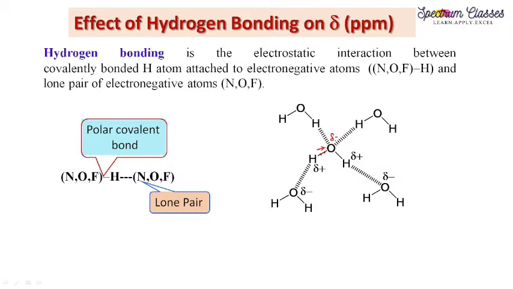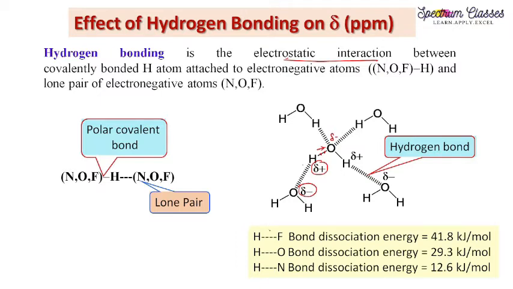Because of these partial negative and positive charges, there is an electrostatic interaction between the partially positive and partially negatively charged atoms. This is called hydrogen bonding. The strength of the hydrogen bonding decreases as the electronegativity of fluorine, oxygen and nitrogen decreases, and therefore the bond dissociation energy or hydrogen bonding strength decreases.